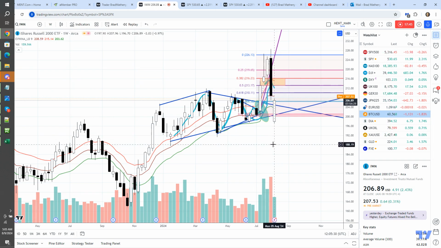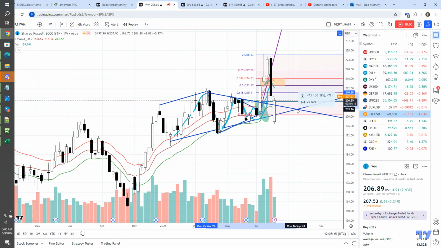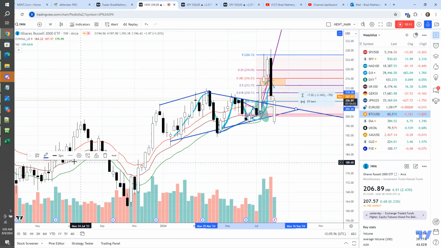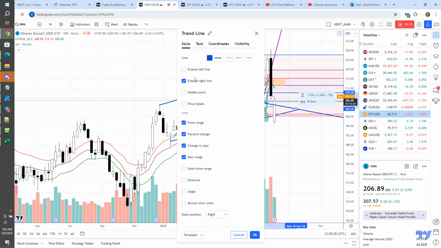And again, I have some lines on here. You can see we marked this flag apex A, B, C, D, and then we got the breakout. We came right back down. Then we have this area here, which was another flag. I'll draw this here and draw this here, and then cancel the extend right.